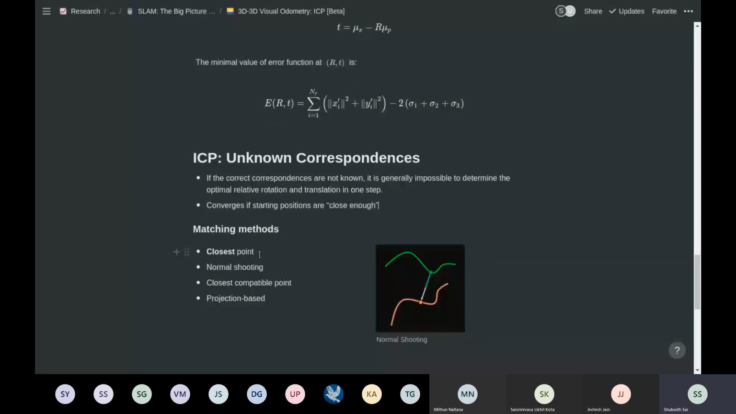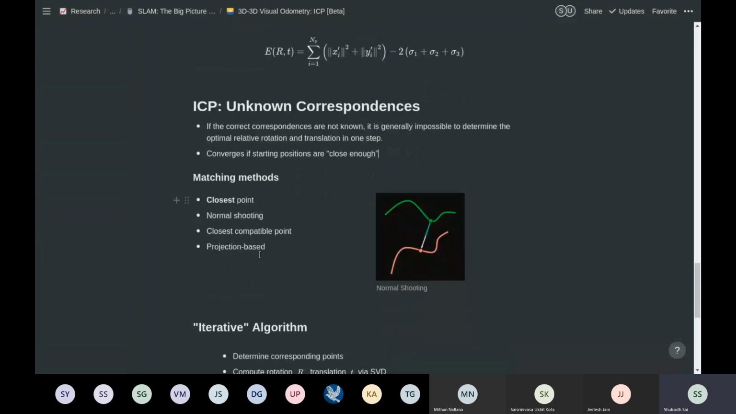Traditionally, the most common method of choosing your corresponding point would be to take the closest point to your current point. Let's say I'm looking at this point here. Whatever is closest to me in my second point cloud, I'll take that as my corresponding point. That is one way of finding the corresponding point.